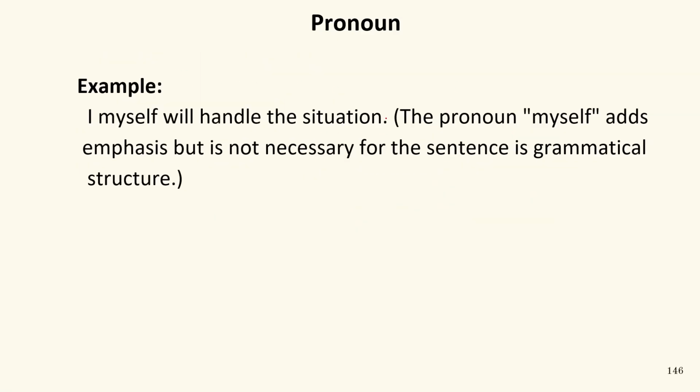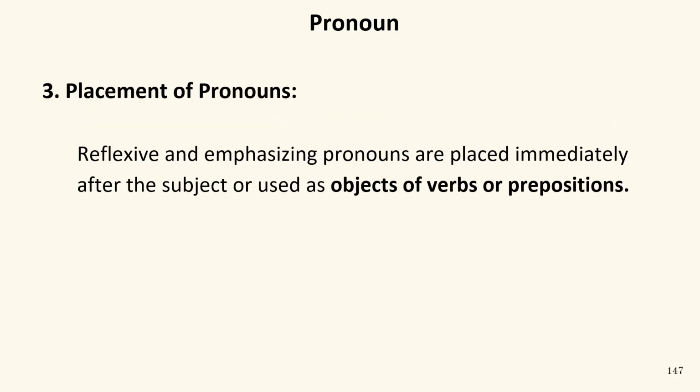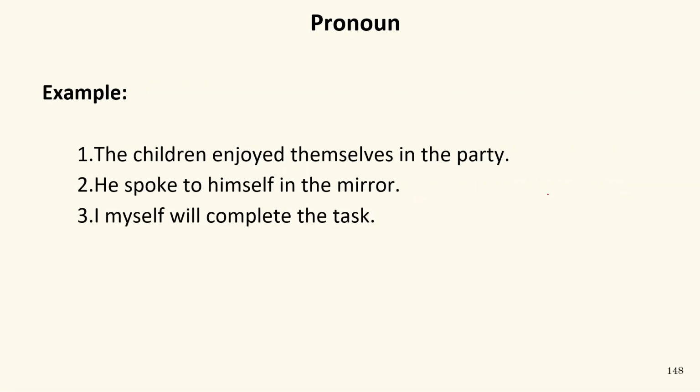I myself will handle the situation. So myself is focusing on the word I. This is called emphasizing. Now, placement of pronoun, it means placement of reflexive pronoun. Reflexive and emphasizing pronouns are placed immediately after the subject or objects of verbs or prepositions. The children enjoyed themselves in the party. Now, enjoyed is a verb, then we have themselves. So this is different from emphasizing. This is only emphatic reflexive pronoun. He spoke to himself in the mirror. I myself will complete the task. Now, I myself, this is emphasizing.